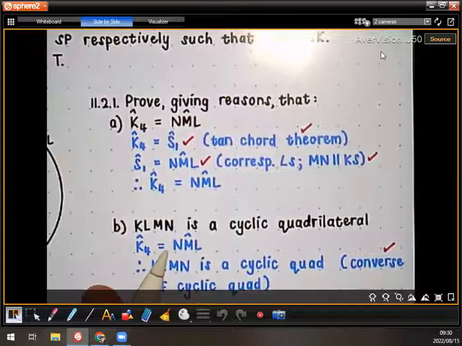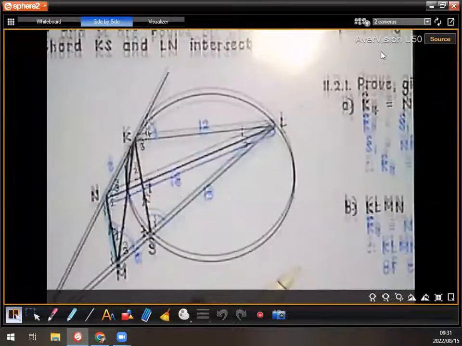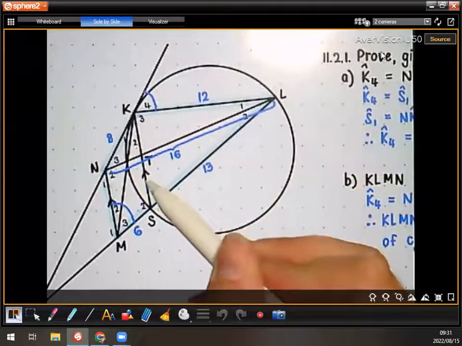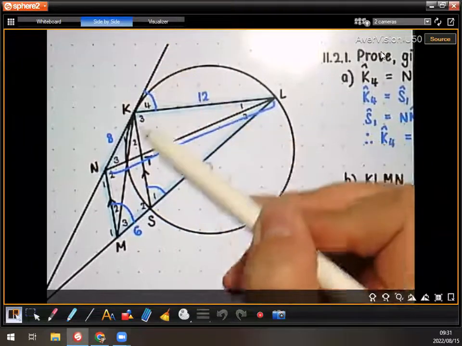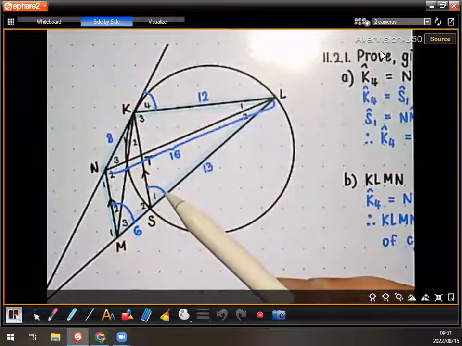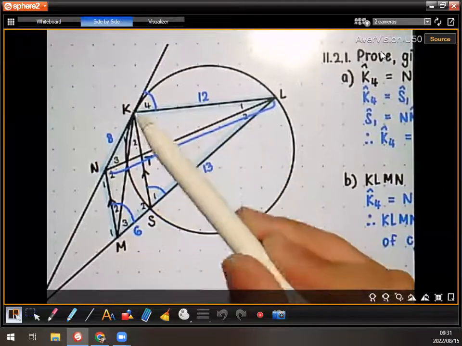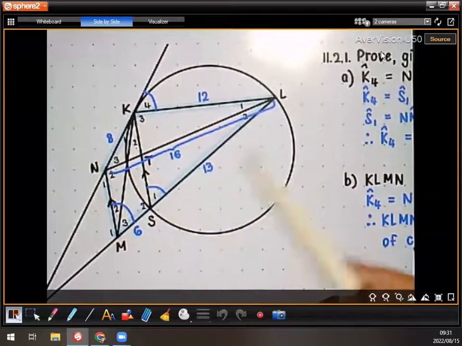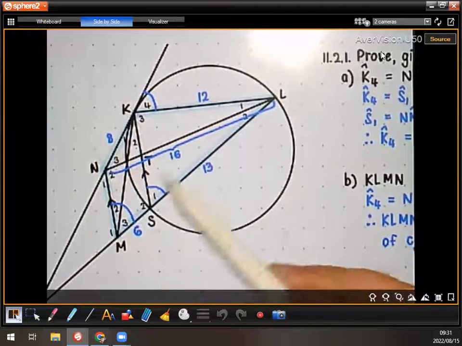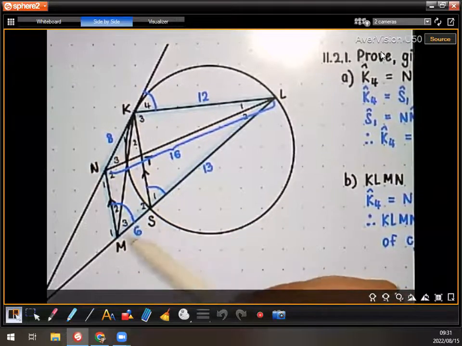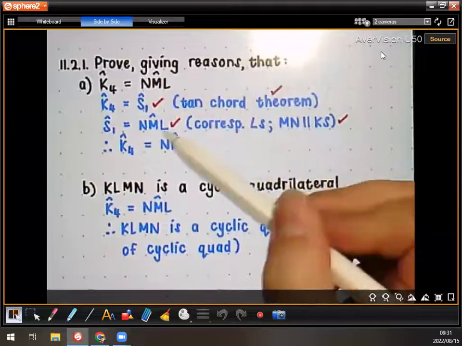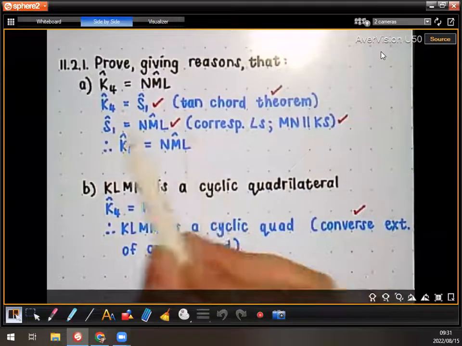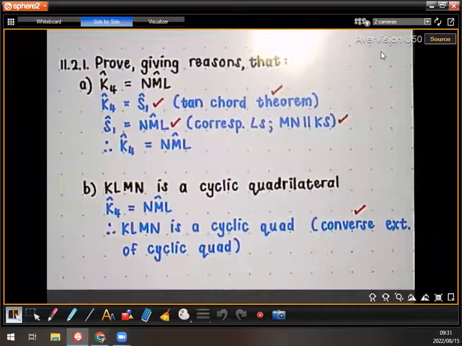So I went via S1. I said, okay, K4 is equal to S1 because it's time forward. Right, they told us that is the time. And then we have an F shape here, guys. Those two lines are parallel. So because of that F shape, S1 will be equal to NML, corresponding angles. Okay, so those were the 4 marks there. It was statement, reason. Just make sure that you always end off with what they ask you to prove.